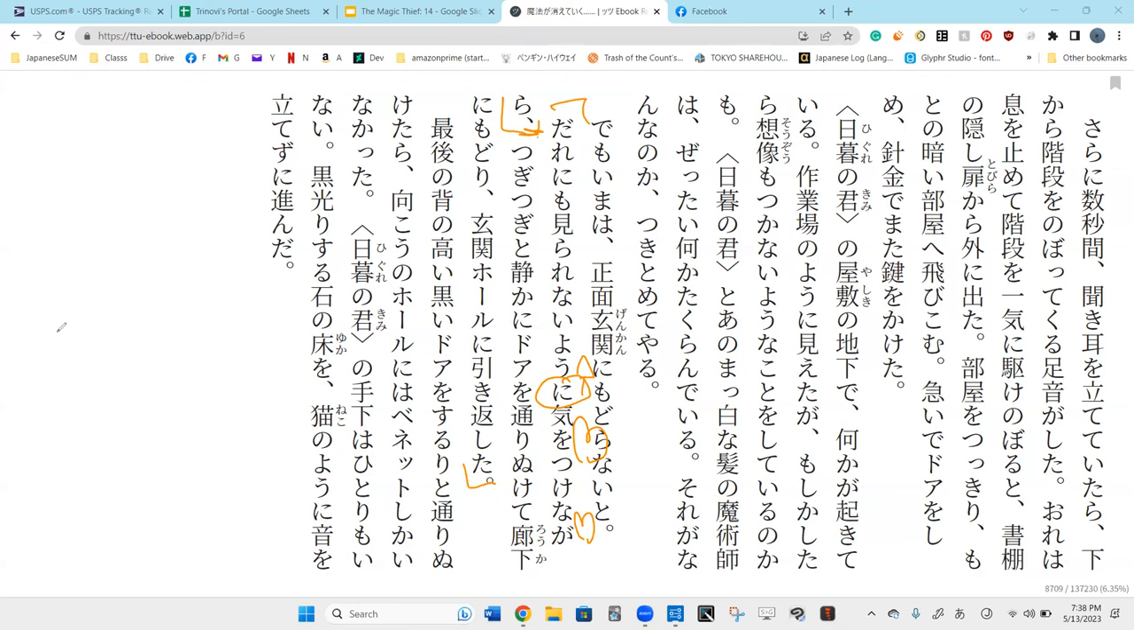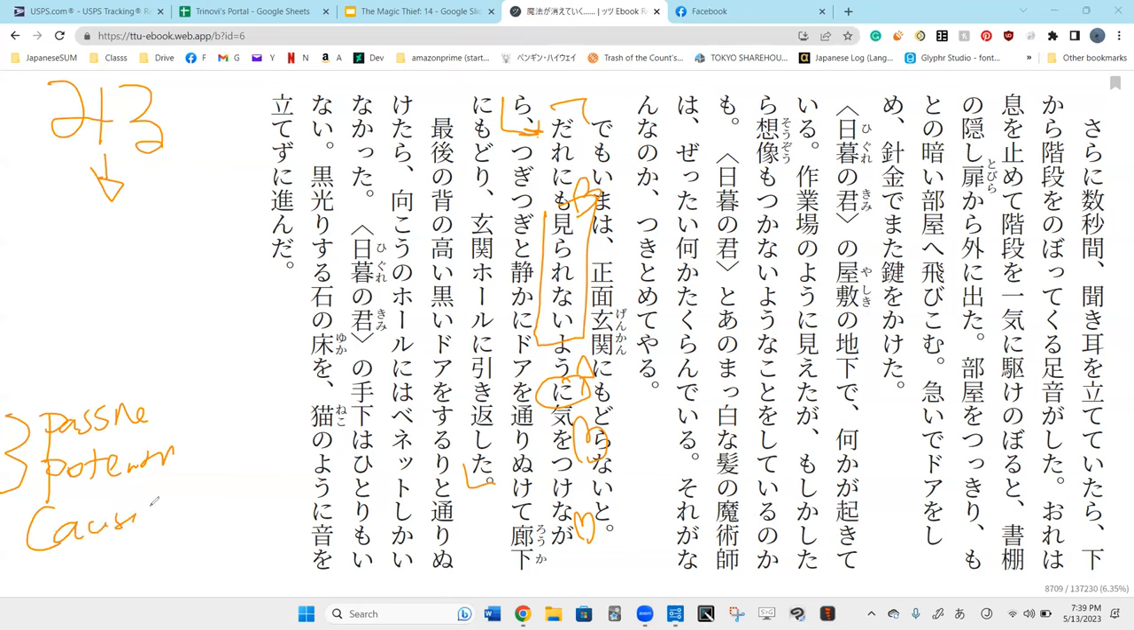ように、誰にも見られないように. So we have nai as in "as if no one is looking," as if no one can see. 見られない. So miru is to see. What are ways we can conjugate miru? I think the big three are passive, potential, and causative form. Why don't you do all three for me real quick?